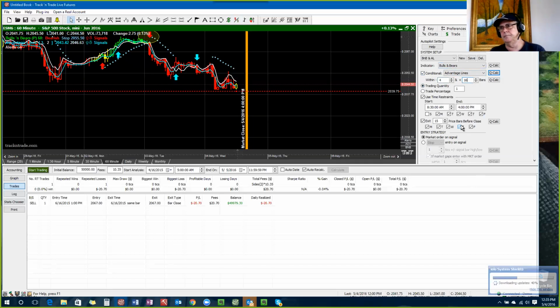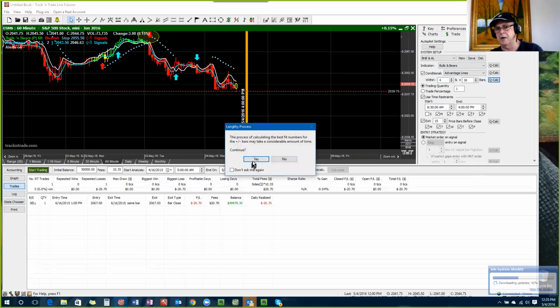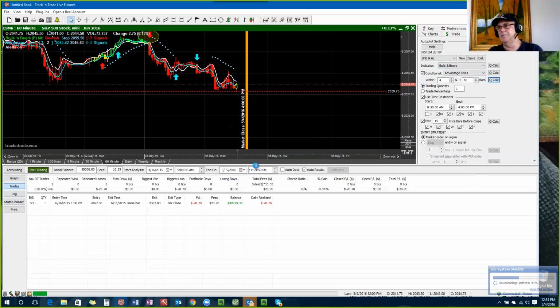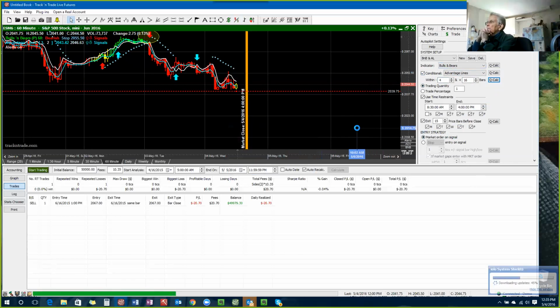How did you pick those numbers? I mean, I'm arbitrary. Well, QCalc. Now, I don't mind necessarily QCalcing the advantage lines only, or the bulls and bears, but I would never QCalc everything. Got it. I see, yeah. All right. So let's just QCalc and see what QCalc comes up with on 4 and 16. See if it changes anything. All right, good.